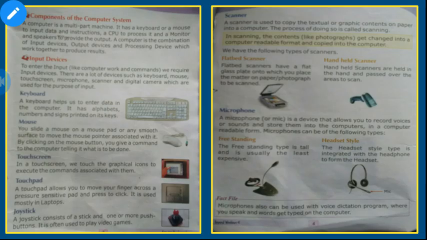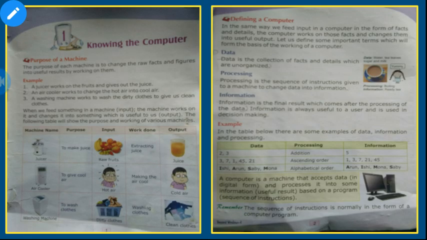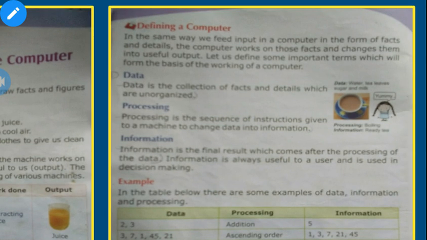Now the next topic is defining a computer. In the same way, we feed input in a computer in the form of facts and details. The computer works on those facts and changes them into useful data or useful output. Let us define some important terms which form the basis of the working of a computer.